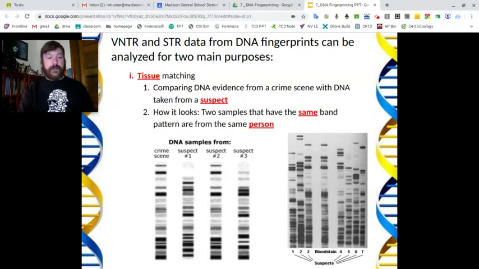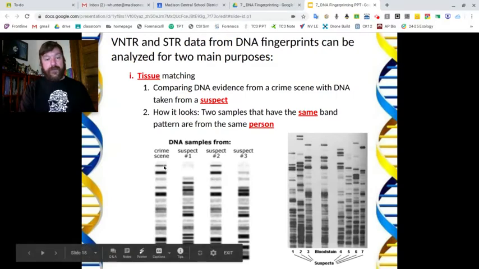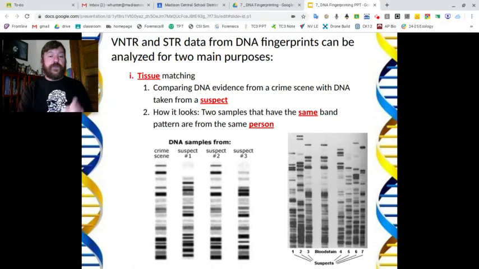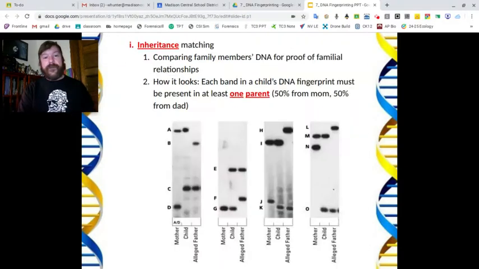But you can look and see that the patterns from the crime scene here and suspect number 2 match up through the whole sequence. And so we would know based on this that suspect 2 was definitely at that crime scene, and that would be, well, I shouldn't say definitely. Suspect 2 was most likely at that crime scene, and that is very strong evidence against suspect 2 saying he wasn't there. We can also use it for inheritance matching.